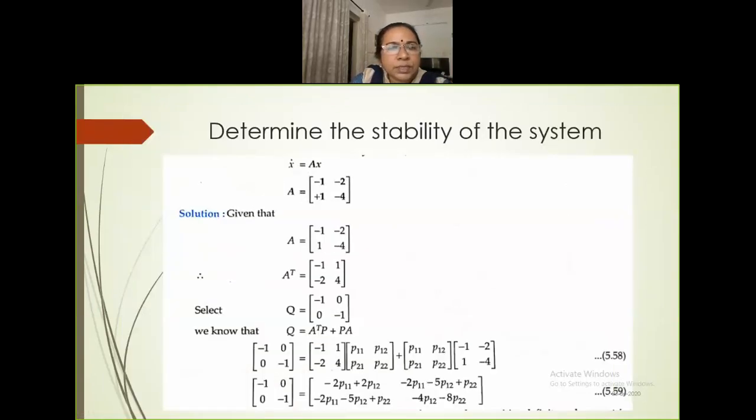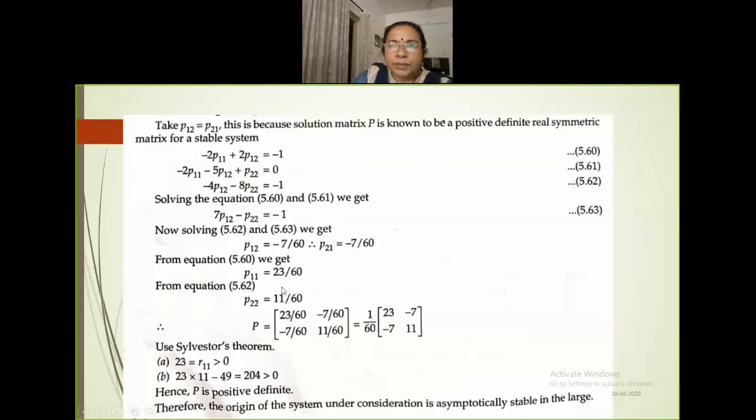I'll go again step by step. Only the system matrix A is given. Then you select Q as A transpose P plus PA. P is the matrix P11, P12, P21, P22. Then equate the equation and solve for P. You will get P11, P12, P21, P22. Then use Sylvester's theorem and find out whether P is positive definite. If P is positive definite, then you can say the system under consideration is asymptotically stable in the large.